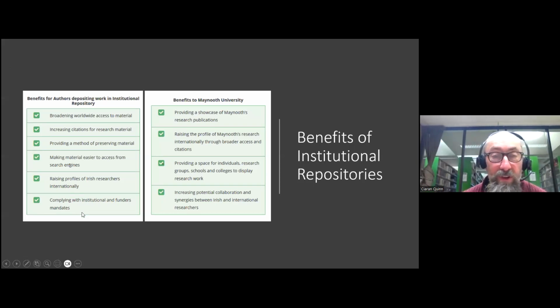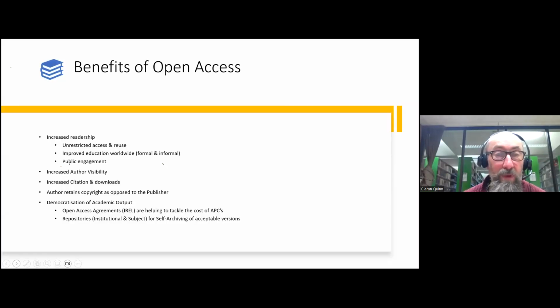Raising your profile internationally, the profile of Maynooth, you as an Irish researcher, space for individual research, students, culture displayed research work. So it's all about creating a narrative, getting your research profile out there, and helping other researchers as well while you're at it. And again, having readership, author visibility, citations, downloads. And actually, you can track all that on the Maynooth institutional repository as well. So you can track who is downloading your papers, the numbers on that, and then use that when you want to make a case for the impact of your papers.